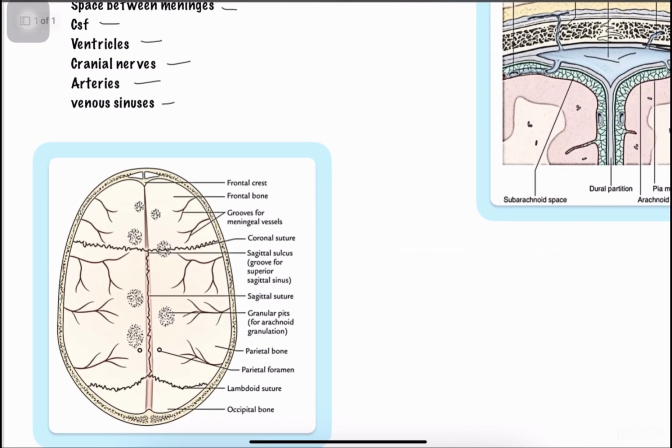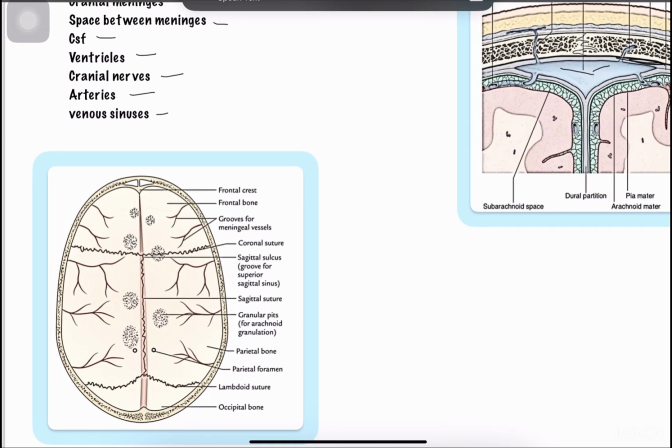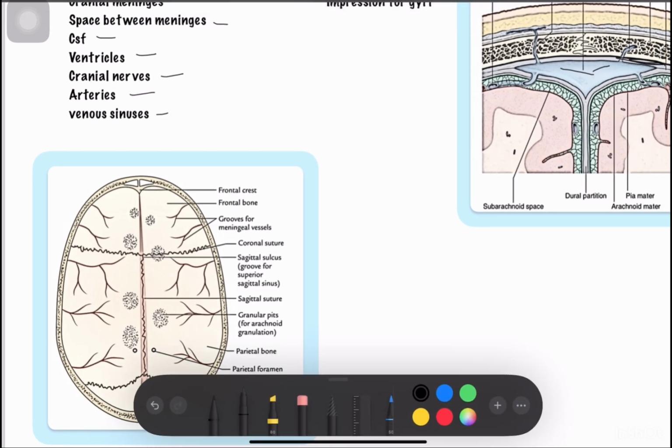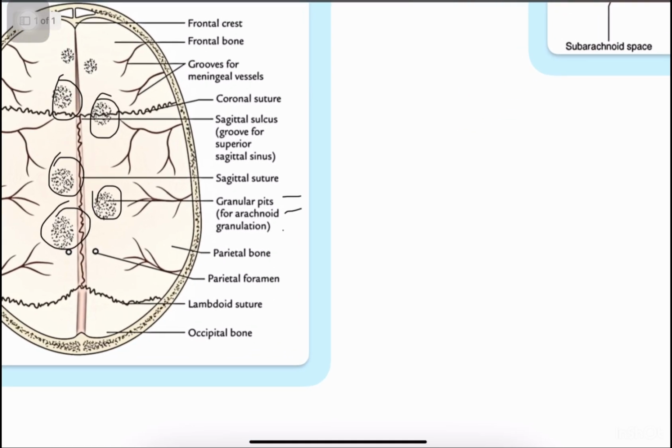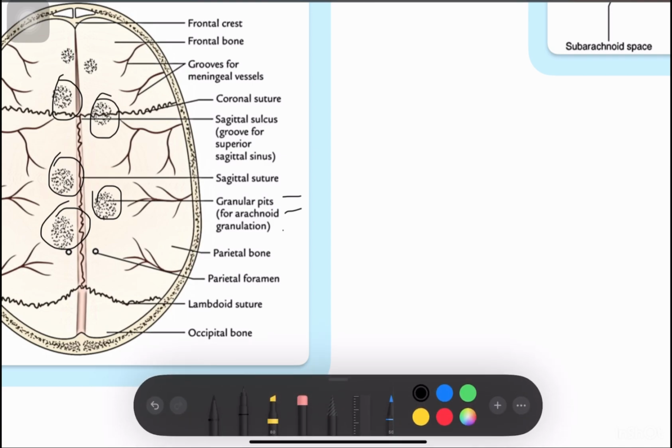So over here we can even see the granular pits, which are formed by the arachnoid granulations or arachnoid villi. These are the granular pits. I'll explain them when I start explaining the meninges, the second meningeal layer, which is the arachnoid mater.